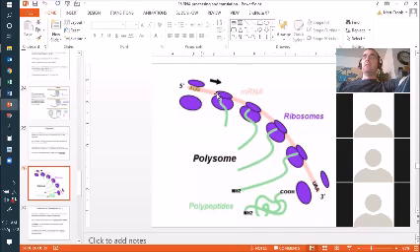Essentially you get the idea, it's like a production line, going from top left to bottom right. Ribosomes assemble, start producing amino acids, move along far enough, another one assembles, and each one goes along at the same rate. And so you have this chain of ribosomes on the mRNA producing amino acids, right? So it's a way of very quickly producing protein.